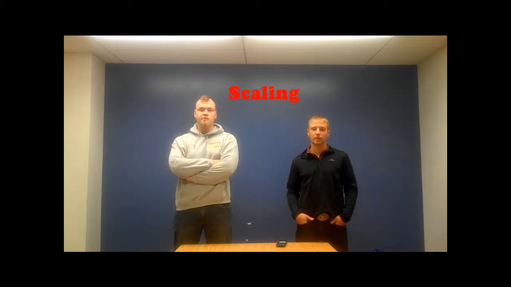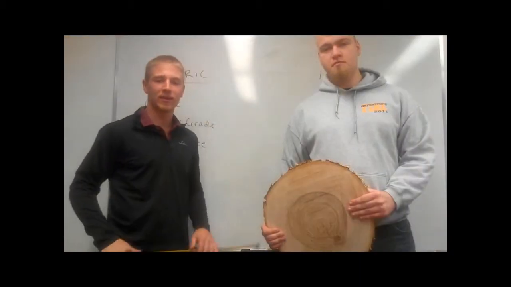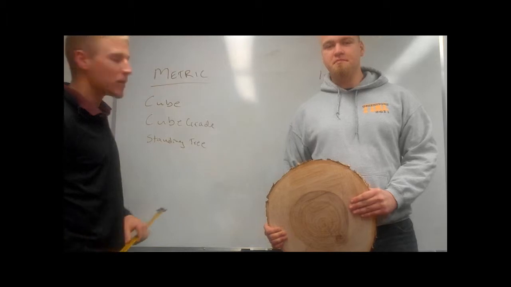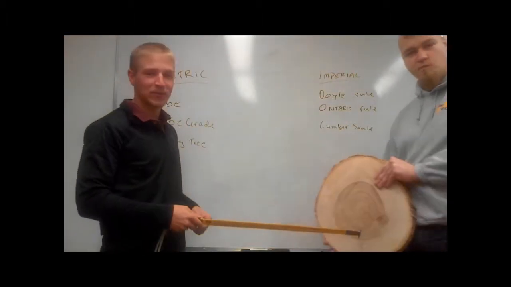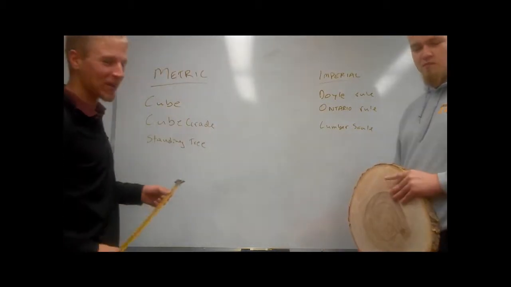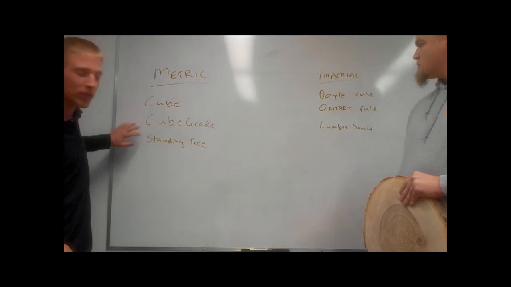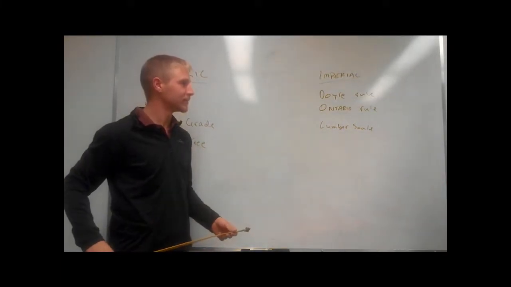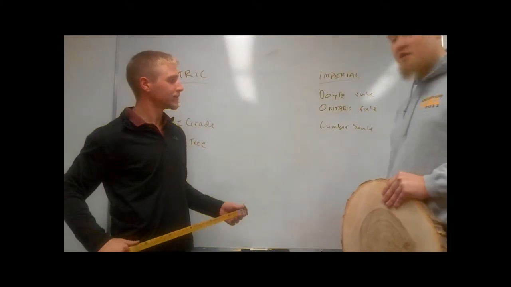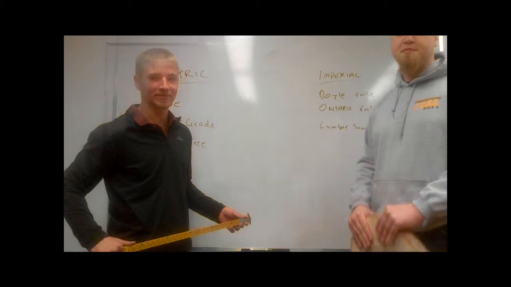Today we're going to talk to you about scaling and determining the volume of wood in a log, both in a log and in lumber form. So today we're going to review both metric and imperial, using a scaling stick, some simple props, and just a bit of mathematics. In metric, we're going to quickly discuss cube grade and standing tree. And in imperial, we're going to discuss the Doyle rule, the Ontario log rule, as well as lumber scale.